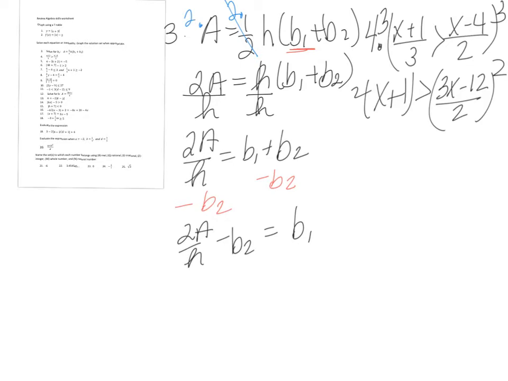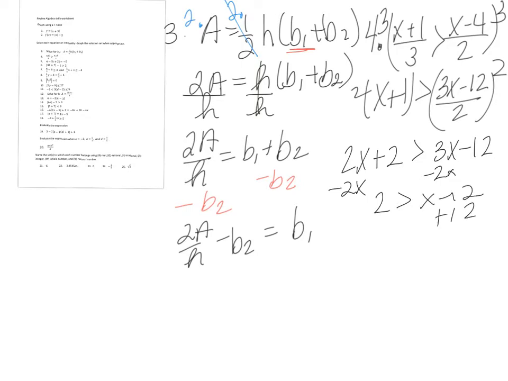Eventually, okay, we get 2x plus 2. Don't forget to distribute. Is greater than 3x minus 12. Subtract your 2x, and 2 is greater than x minus 12. Add 12, and 14 is greater than x. I always flip it: x is less than 14.